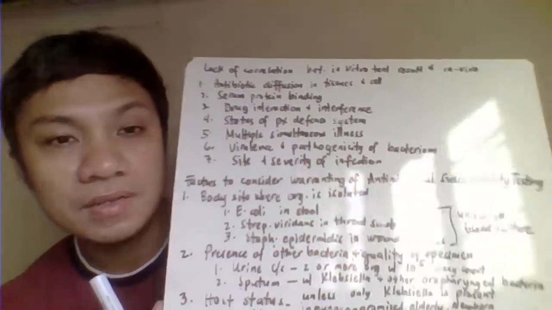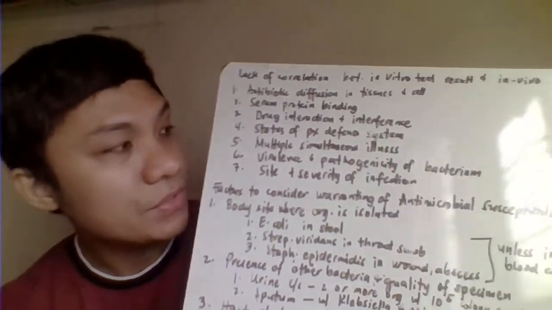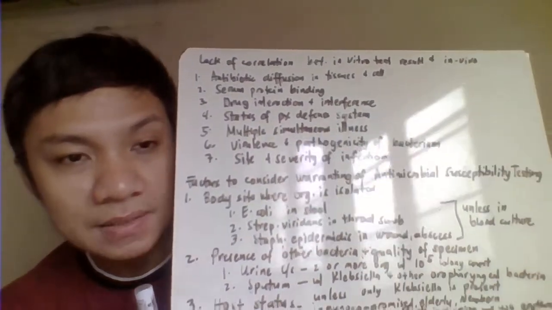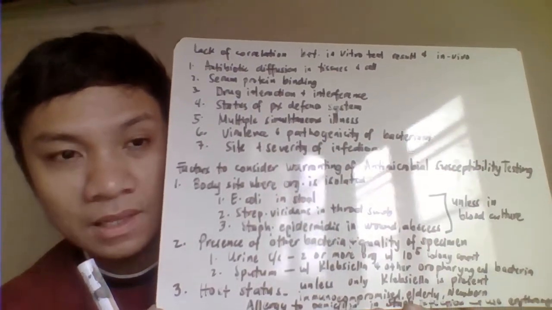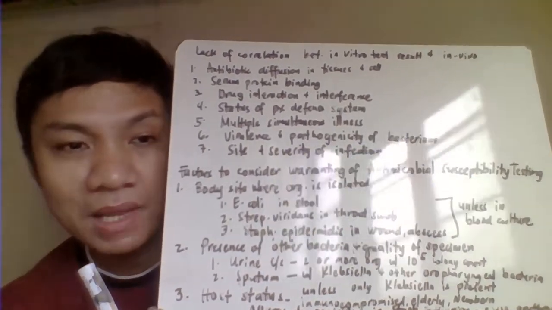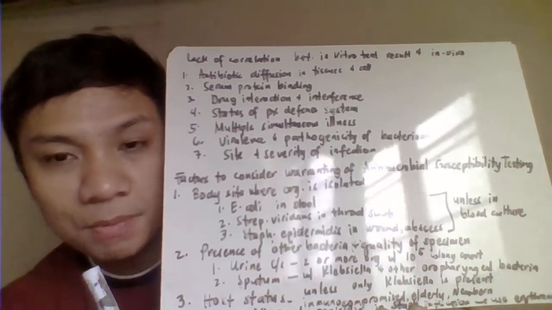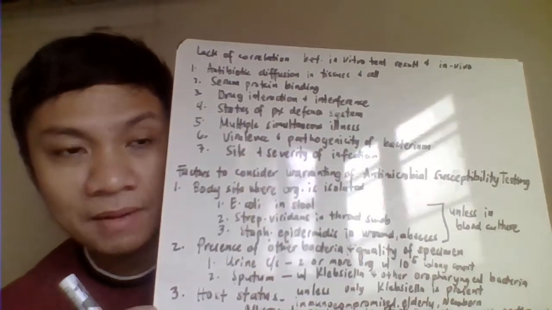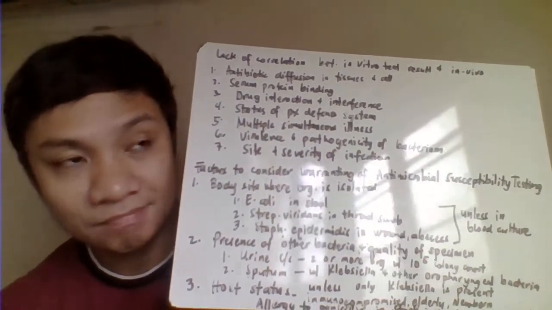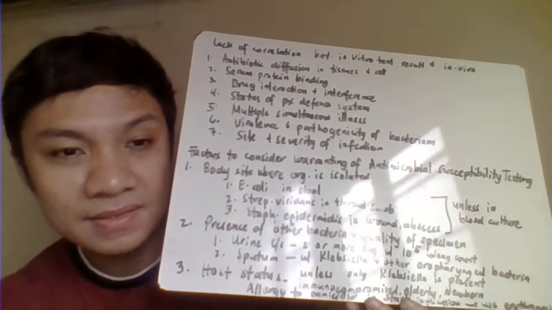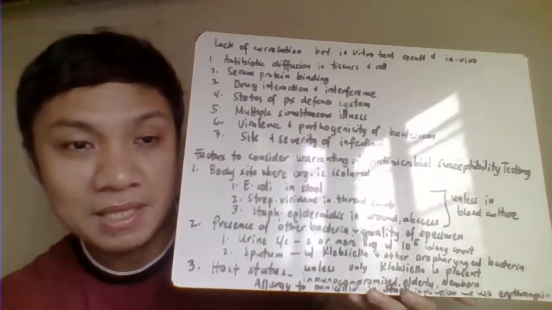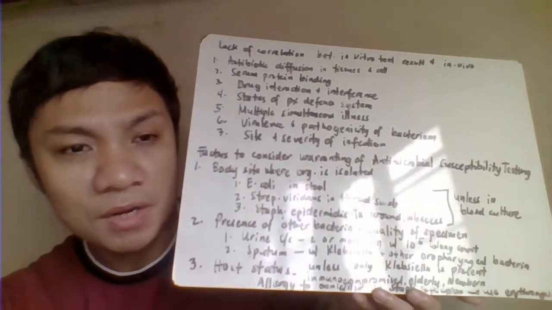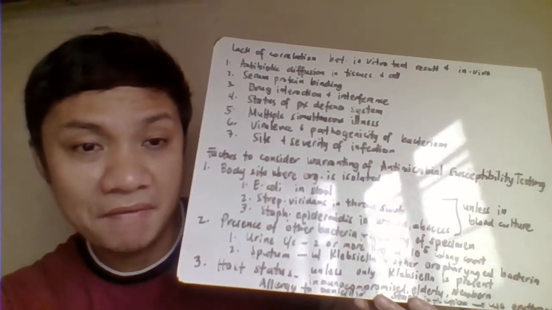Another one, we have serum binding protein. You have also the drug interaction, interference. The status of the patient depends on the immune system. So most likely pag immunocompromised ang patient natin, medyo mahirap ang treatment natin. Another one, multiple simultaneous illnesses. Currently, ang patient natin ay may madaming infection or madaming diseases. So it might also be the reason kung bakit hindi magiging effective inside the body of the patient. Some condition might be responsible for kung bakit siya hindi naging effective.